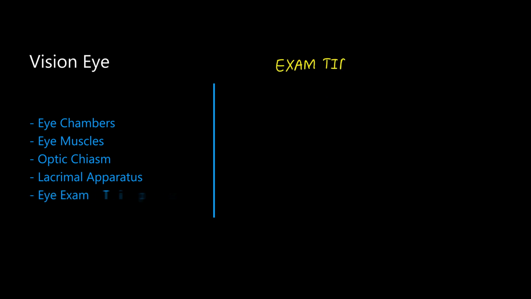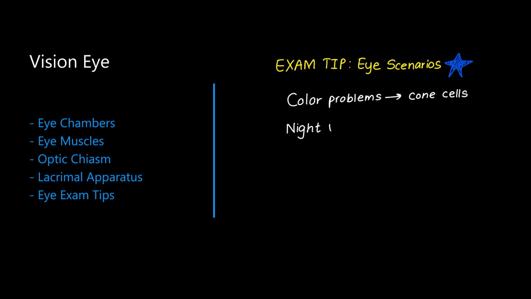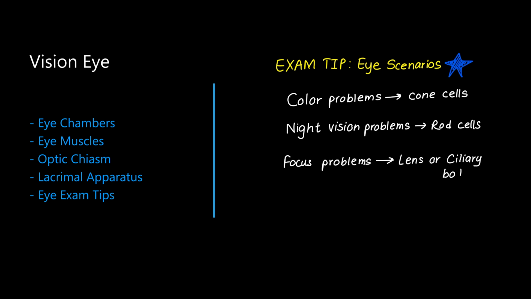On your exam, eye anatomy typically shows up in scenario questions. Someone loses peripheral vision, or cannot see colour, or has trouble focusing. Trace each symptom back to the structure. Colour problems point to cone cells. Night vision problems point to rods. Focus issues point to the lens or ciliary body. That reasoning chain is what they test.